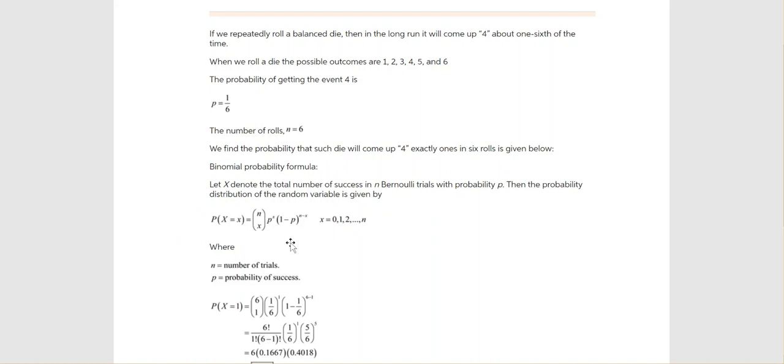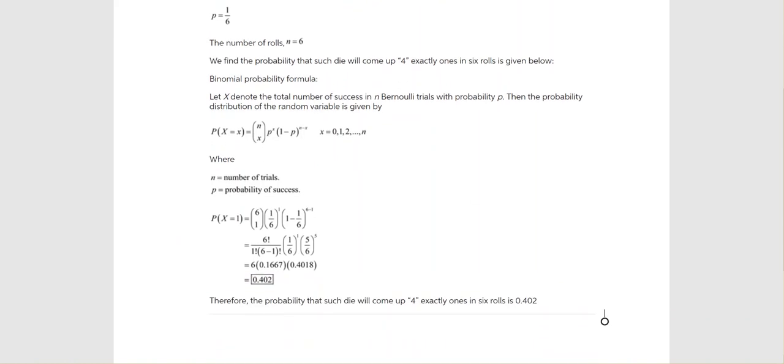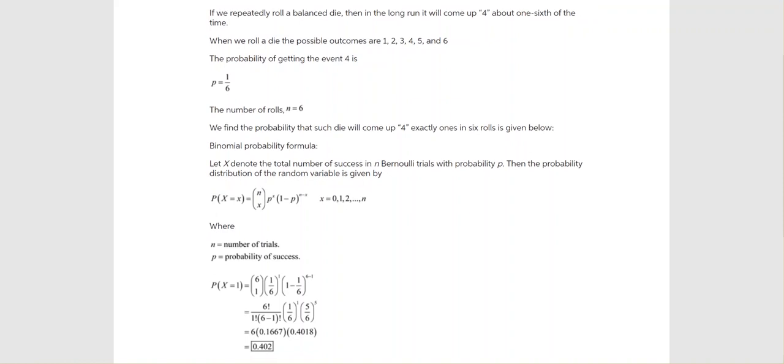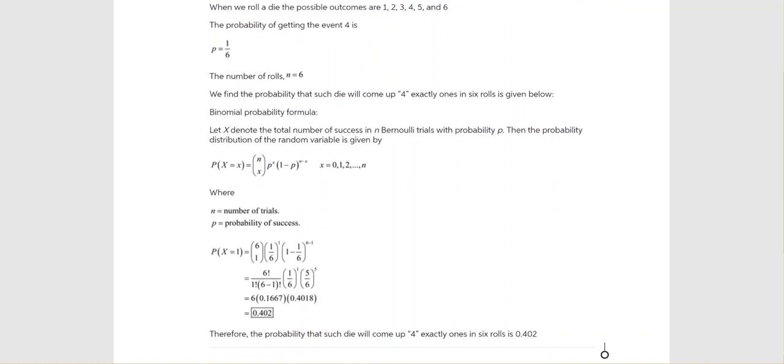So using the Bernoulli formula, our n is the number of trials, so that's 6. The p is the probability of success, so that was 1/6. All right, our x, where did our x go? X is the number of successes, so there's only one chance out of the 6 rolls that it's going to be 4, so the x is 1.